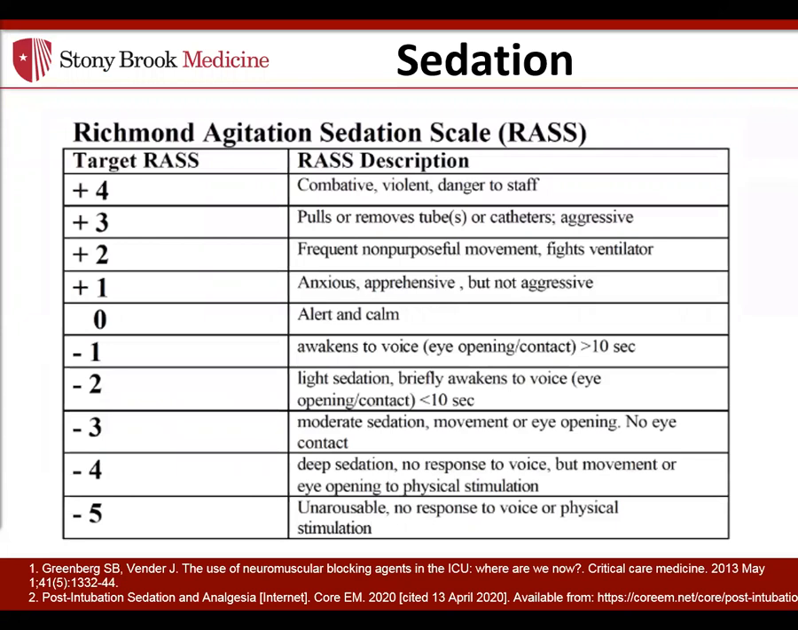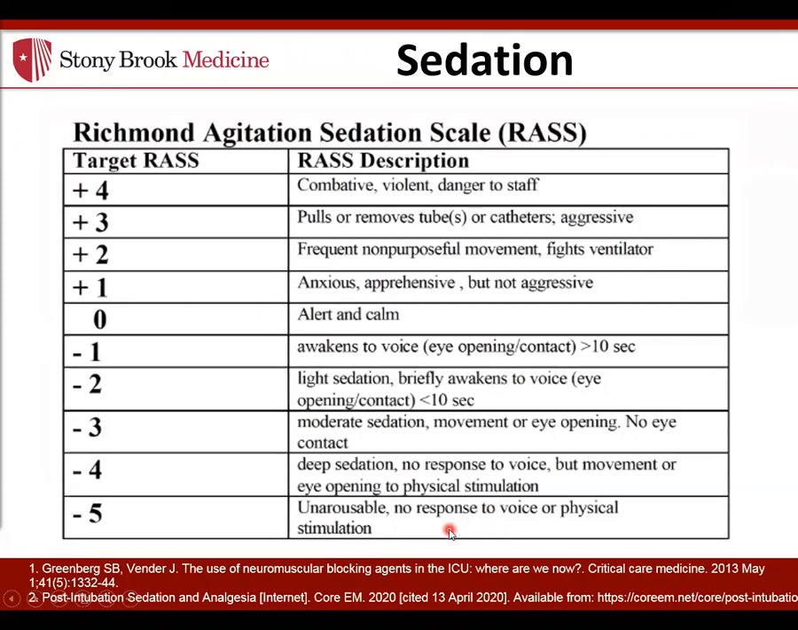So there are many different ways to measure sedation. One of the most commonly used sedation scales is the Richmond Agitation and Sedation Scale, which is known as the RASS. It ranges from -5 to +4. 0 is our reference point for someone who is alert and calm. The more positive you go on the RASS, the more agitated and combative you are. The more negative you get, the more sedated you are, with -5 essentially being a comatose patient, unarousable, no response.